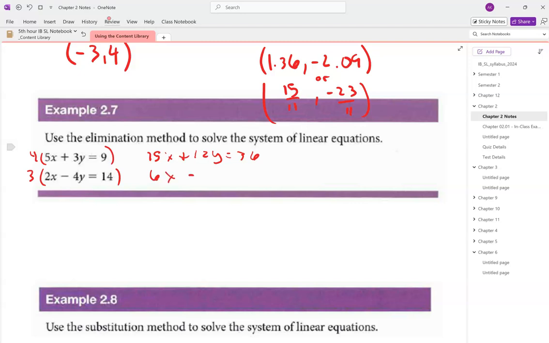And then 6x minus 12y equals 42. And then we add down. Those cancel out, so I have 21x equals 78, right? Yes, sir. Can you just put this in like a matrix? Absolutely, you can, but the direction said to use elimination, so I'm following the directions. But yes, we will do that.